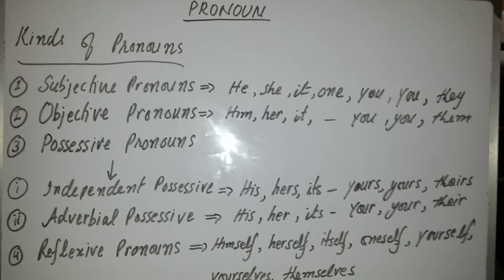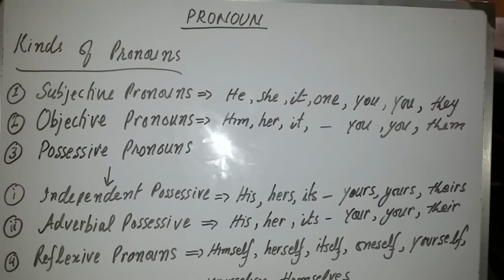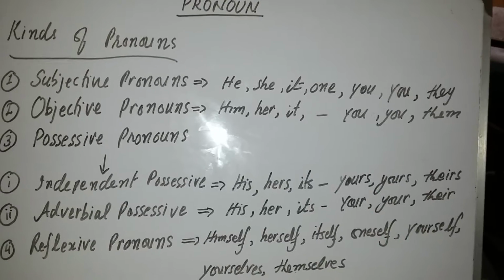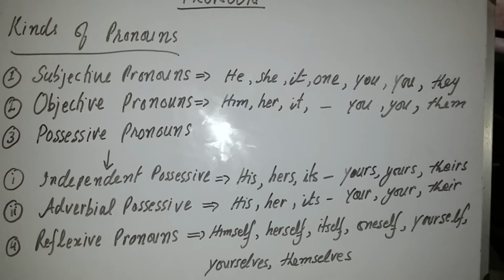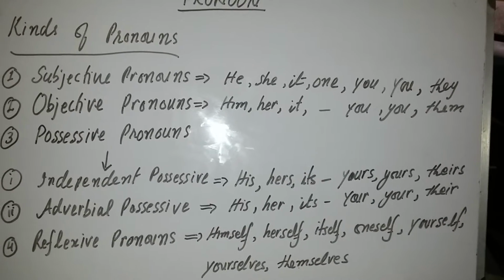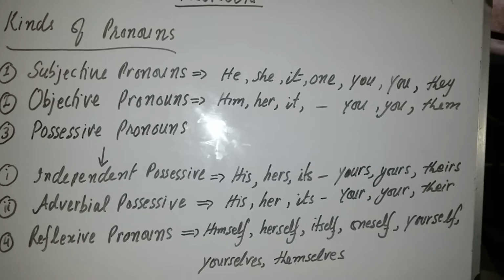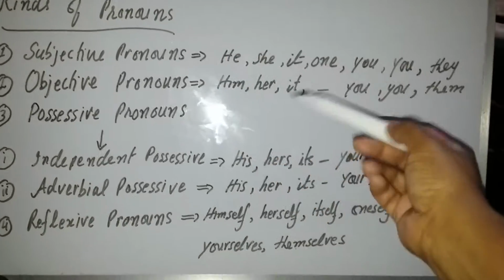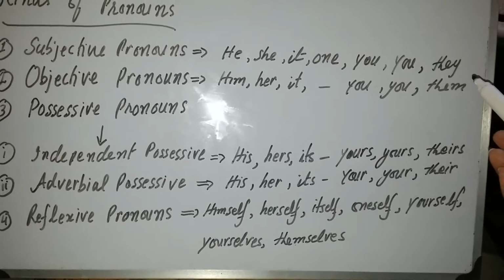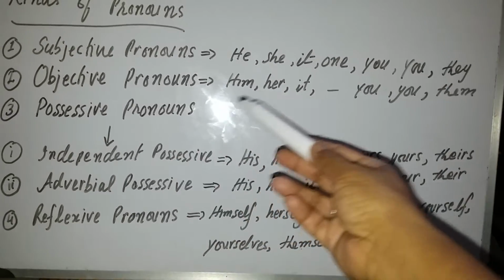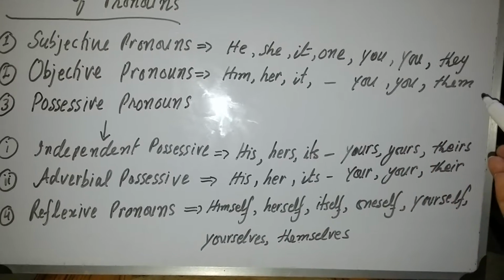Okay students, in the previous class we discussed the different kinds of pronouns, which were 4 in number. I told you that there are 10 kinds of pronouns, and the first 4 we discussed in our previous lesson. They were subjective pronouns, objective pronouns, possessive pronouns, and reflexive pronouns. In subjective pronouns we discussed he, she, it, one, you singular, you plural, and they. In objective pronouns: him, her, it, you singular, you plural, and them.